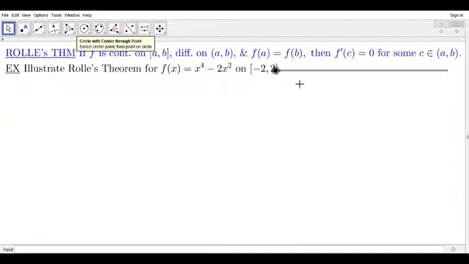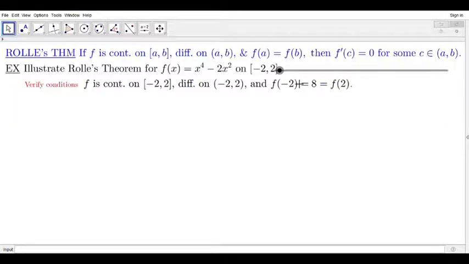First, if we're going to verify Rolle's theorem, let's verify that the conditions are met. Is this function continuous on the closed interval [-2, 2]? Yes, because f is a polynomial. Is it differentiable on the open interval (-2, 2)? Affirmative, because f is a polynomial. In fact, it's continuous and differentiable everywhere. And lastly, are the function values at the endpoints -2 and 2 the same? It's a straightforward verification. F of -2 and f of 2 are both 8. So the conditions of Rolle's theorem are true.